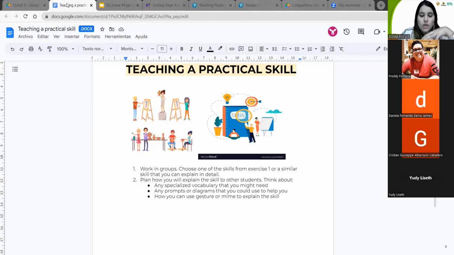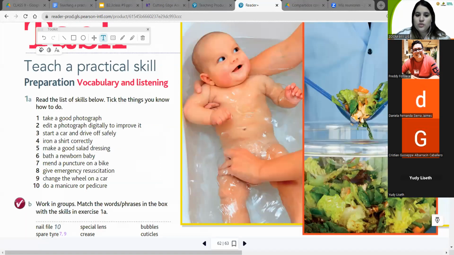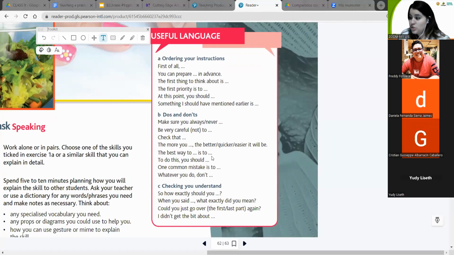So we're going to get in groups. You're going to find one skill that maybe the majority of you know how to do, or of course you want to teach the rest of the class, and plan how you will explain the skill to other students. Think about any specialized vocabulary that you might need, any prompts or diagrams that you could use to help you, or how you can use gesture or mime to explain the skill. You can use the useful language, okay, to help yourselves doing this task. First of all, you can prepare in advance if you're teaching how to make something, how to prepare something. So do's and don'ts: what you can do, what you don't have to do, or you shouldn't, or you should avoid.